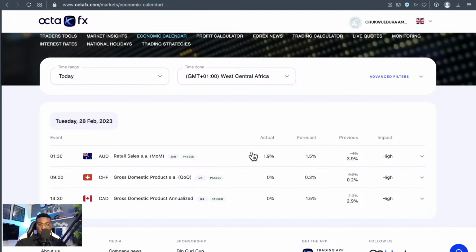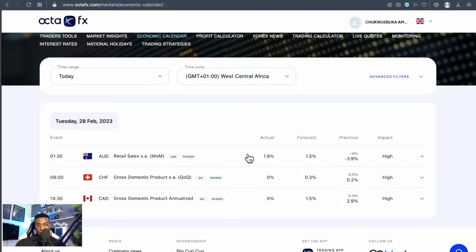volatility to the market. So the first one is the Australian retail sales month over month, and this Australian retail sales turnover rose 1.9% month over month to, I think, about 35 billion Australian dollars in January. This is above the forecast or expectations of 1.5%. Now, according to the Australian Bureau of Statistics, this turnover increased in all industries, and it was driven mainly by non-food industries.